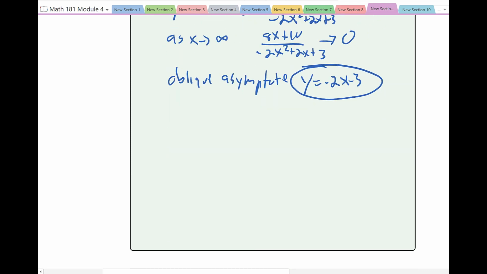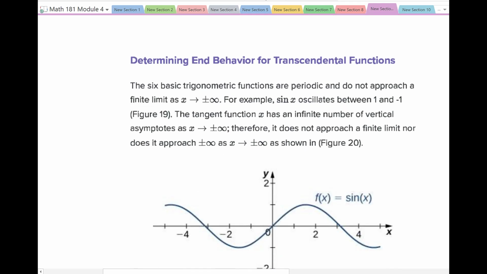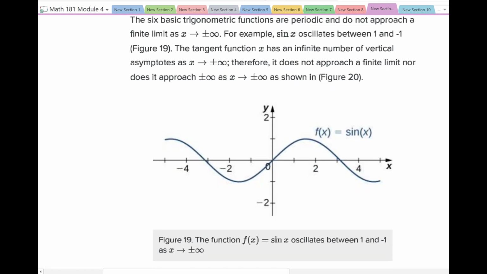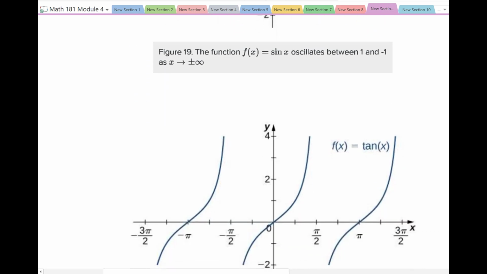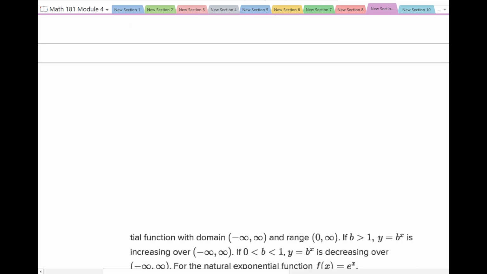So these polynomial ones, we have those nice rules. It's kind of easy to see what's happening, but it gets a little bit different when we deal with what we call the transcendental functions, or the 6 basic trig functions. We have e and so on. So we have other things to consider about the end behavior.